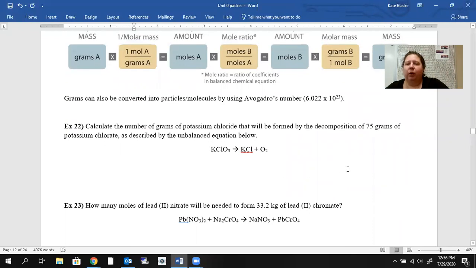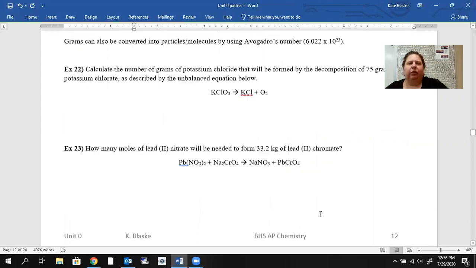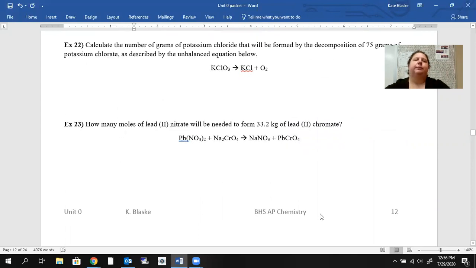So I'm going to just walk through one with you just to make sure that you remember how to do it. There's a bunch of examples in here again so that we can keep track of what's going on. So let's do example number 23. This one is a little bit different. So it says, how many moles of lead 2 nitrate will be needed to form 33.2 kilograms of lead 2 chromate?